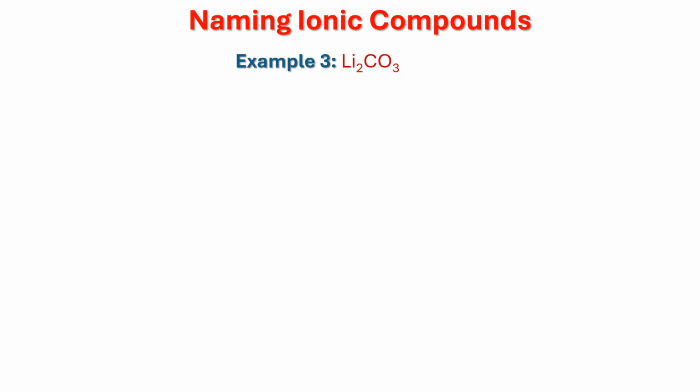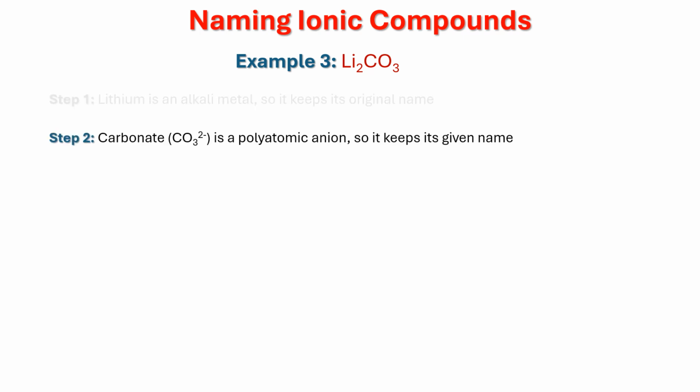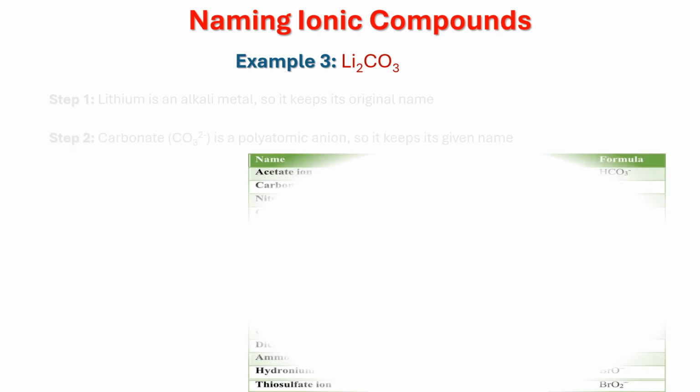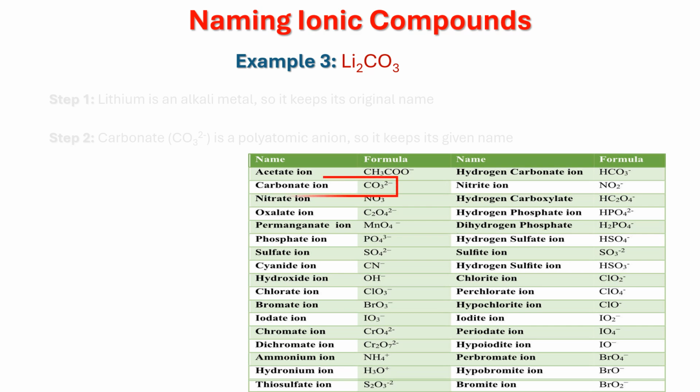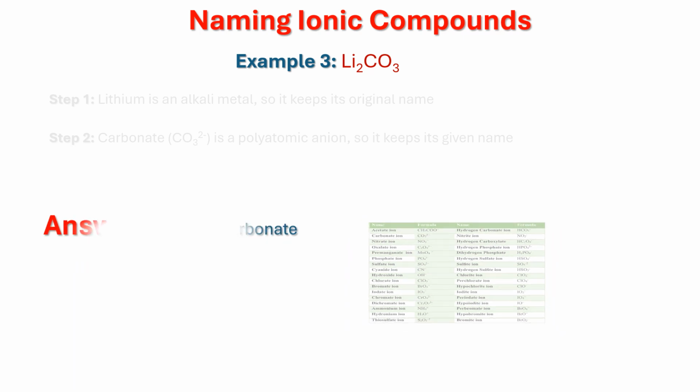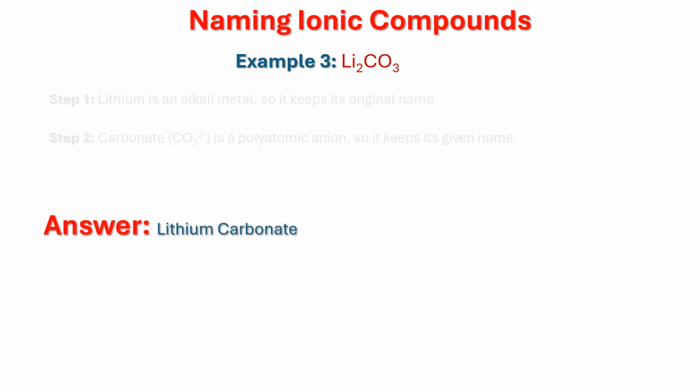Example number 3, Li2CO3. Lithium is in group 1A. It's an alkali metal, so we keep its original name. Now, CO3 is the carbonate ion. It's a polyatomic anion, so it's going to keep its original name. Let's look it up. All right, this is the name, carbonate ion, so we're going to call it carbonate. So the name for this compound is lithium carbonate. So you need to memorize the names of the polyatomic anions, so you can be familiar with them, so we can name this compound.